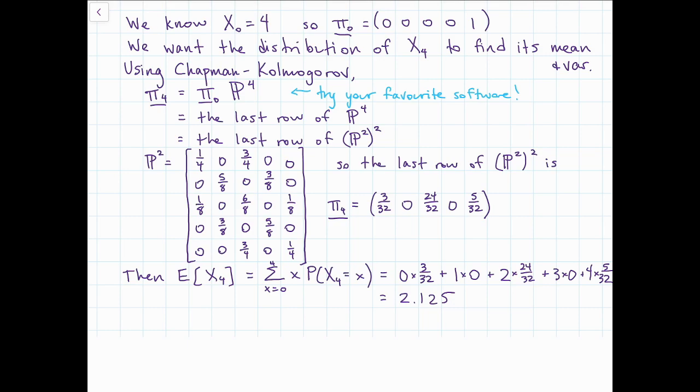But here, where xn represents a number of molecules, then it totally makes sense to take the expected value. For the variance, you can do the same thing. Actually, I want you to try that. See if you can get the correct result, which should be about 0.984.